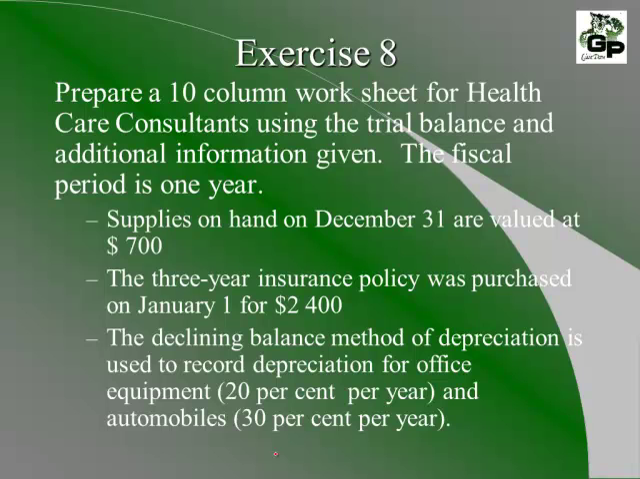There you can see that we have supplies on hand valued at $700. A 3-year insurance policy was purchased on January 1st for $2,400. And the declining balance method of depreciation is used to record depreciation for office equipment at 20% per year and the automobiles at 30% per year.